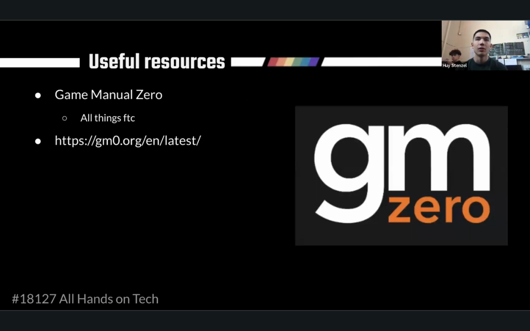Okay, so one of the best resources for an FTC team starting out is Game Manual Zero, and it has pretty much everything you would need for starting out programming. It also has build stuff and outreach stuff, so I would definitely recommend checking out that website and looking at all the example stuff they have.